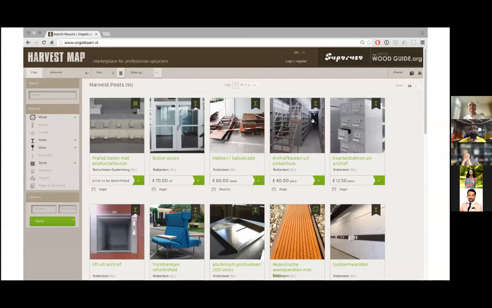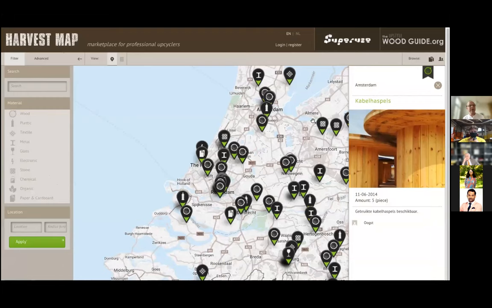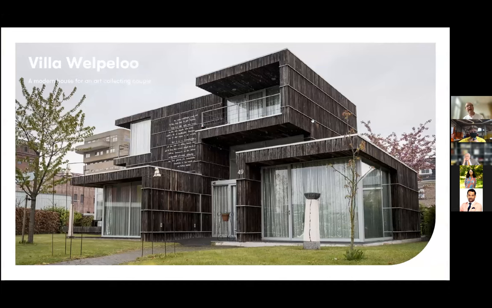Well, the Harvest Map had a collection, like I said, of all kinds of new supply that was given to us. And of course, the standard supply that we already knew. Like for instance, cable reels, they're after 5 years available in different cities after the cables are taken off. And this also led to the first Superuse villa that we designed in Enschede, which was the first house that we completed with more than 60% of reclaimed materials.